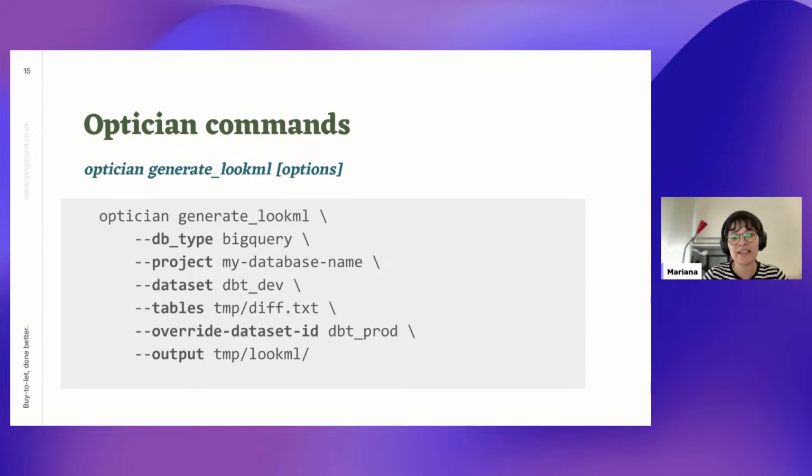The override dataset ID gives you flexibility in terms of choosing the dataset environment to use for the LookML view. I'll show a practical example in a bit because it's easier to explain. Finally, the output refers to the directory on your local machine where you want to write the views.